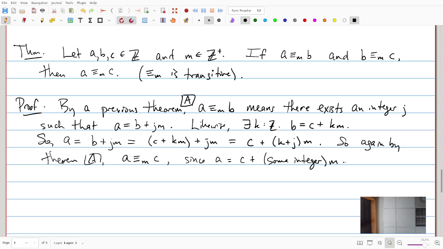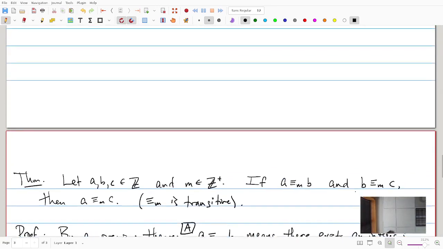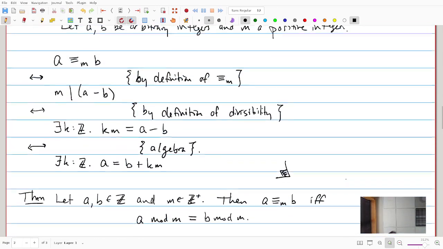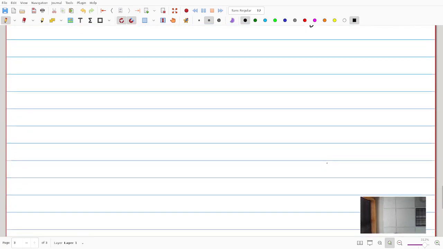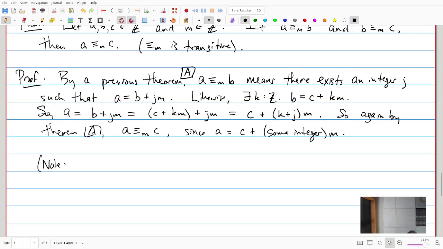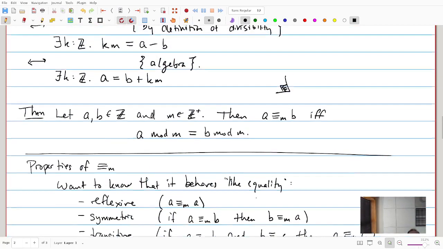This is not the only way we can prove this. Actually, there's this other theorem that we had, which I didn't prove, that says that A and B are equivalent modulo m if and only if A mod m equals B mod m. So if we use this, it would be an even simpler way to prove this. Because we could just say, A mod m equals B mod m, and then B mod m equals C mod m. Therefore, because we already know that equals is transitive, A mod m equals C mod m, which means A and C are equivalent. So that would even be a simpler way. Just so you note. I'll call this theorem B.